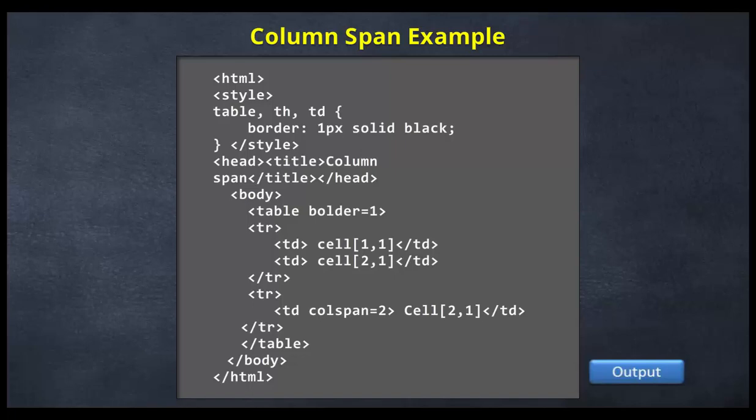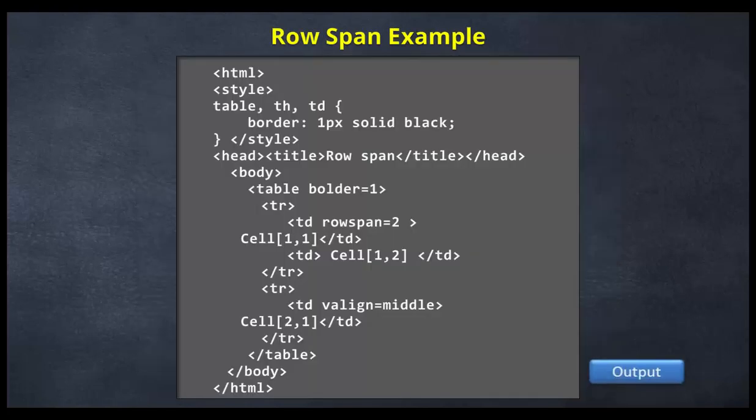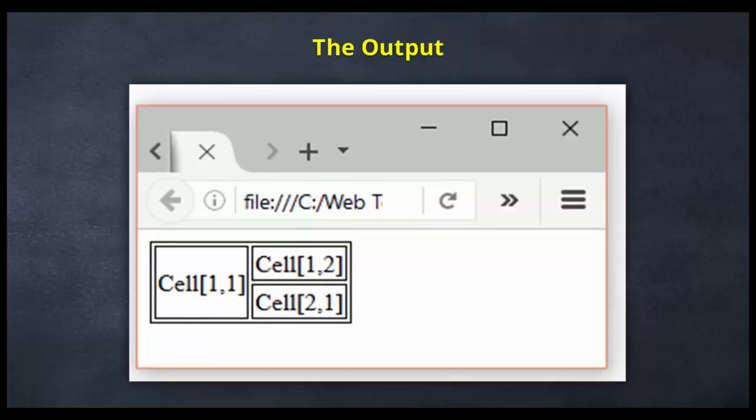Click at the Output button to display the output. The following figure displays the output from the example given here, which has presented the concept of col span. Click at the Output button to display the output. The following figure displays the output from the example given here, which has presented the concept of row span.